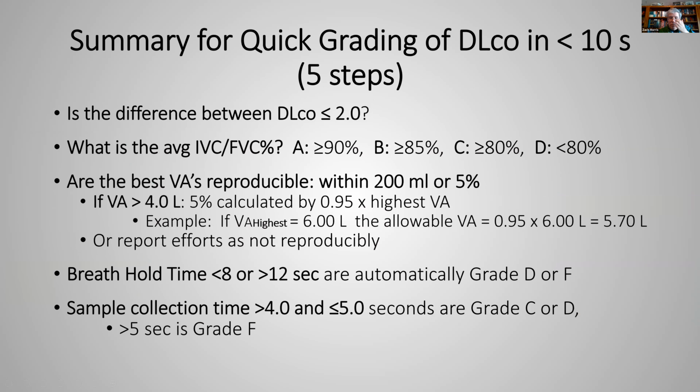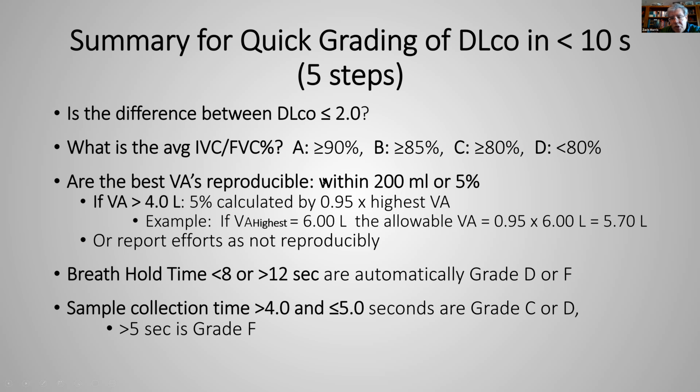So let's give you a quick summary. Five steps. How do we grade a test? It should not take you more than 10 seconds tops to grade any test at all. First of all, is the difference between diffusion efforts less than or equal to 2? Your diffusion efforts must be plus or minus 2 of each other, okay? Number two, you quickly get the average IVC to FVC ratio when they're averaged, okay? If it's greater than 90, it's an A test, greater than 85, B, greater than 80, C, and D is when it's less than 80.